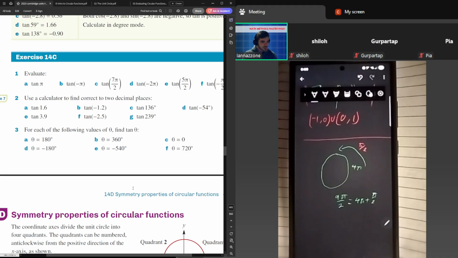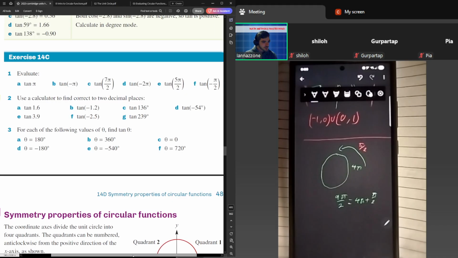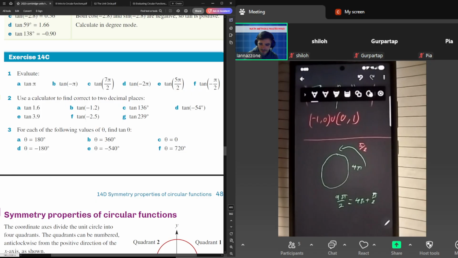We'll do some tan ones just because why not? Yeah, here you go. Here's some degree stuff. Jump straight into 3E so you can have fun with your degrees.